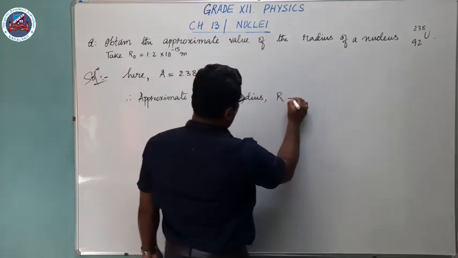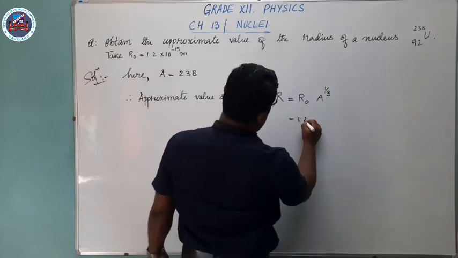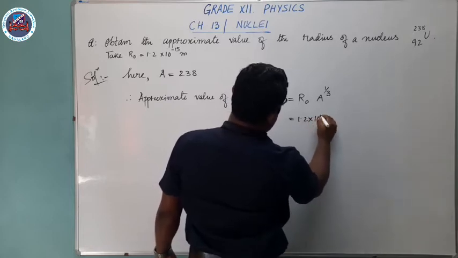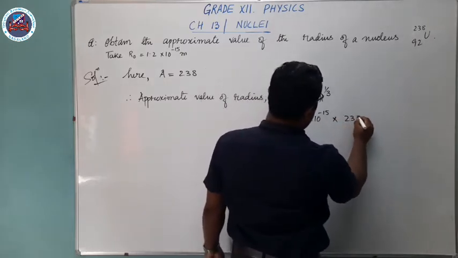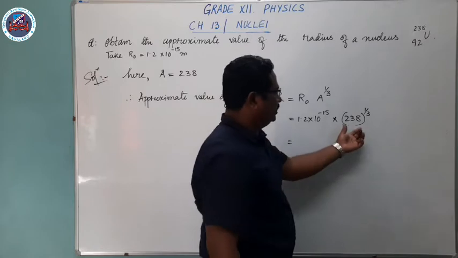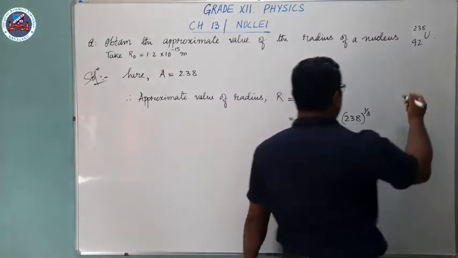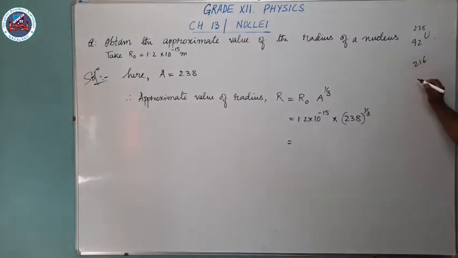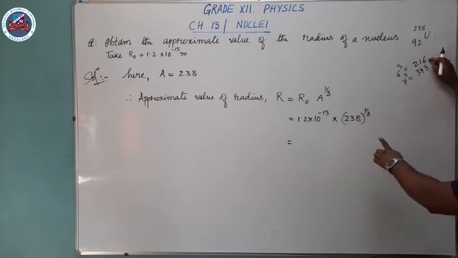you can write R is equal to r naught A to the power 1 by 3, and put the values. R naught is 1.2 into 10 to the power minus 15 meter. The unit overall will remain as meter only. Atomic mass is 238 to the power 1 by 3. Now cube root, as we know, we cannot calculate, there is no formula for it. So you have to search which cube is nearer to this value. Suppose 5 cube is 125, 6 cube is 216, 7 cube is 343. Now this is 6 cube, this is 7 cube. Now which value is closer to 238?